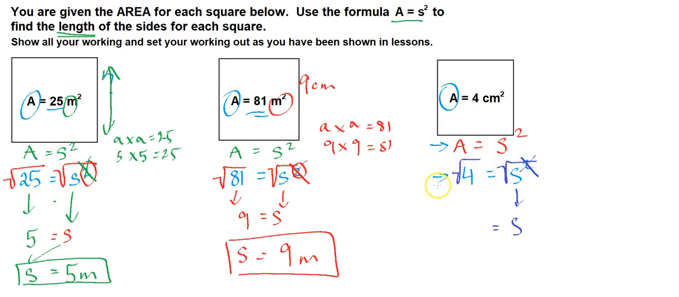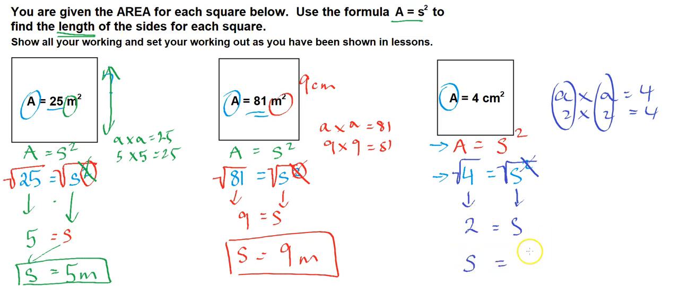Square root of 4, so what times what is going to equal 4? I know it should be 2 times 2. That does equal 4. These are both the same numbers. So the square root of 4 is 2. Let's write it out properly. S equals 2 centimeters. And that is correct.